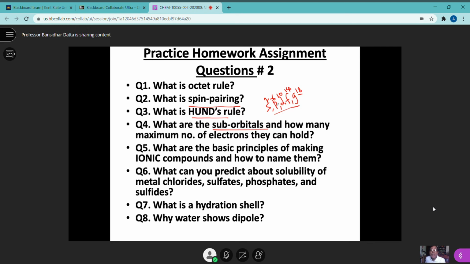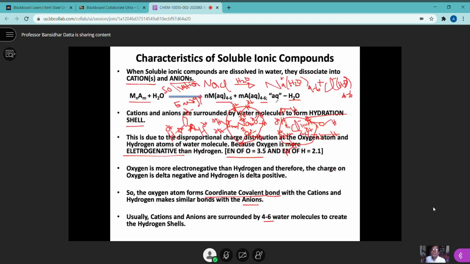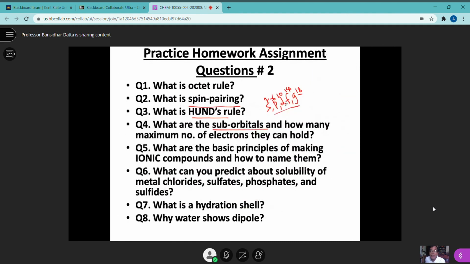That is correct. P has 3 orbitals, px, py, pz. D has 5, so 5 times 2, 10. F has 7, 7 times 2, 14. G has 9, 9 times 2, 18. Very good. Remember those. What are the basic principles of making ionic compounds and how do you name them?